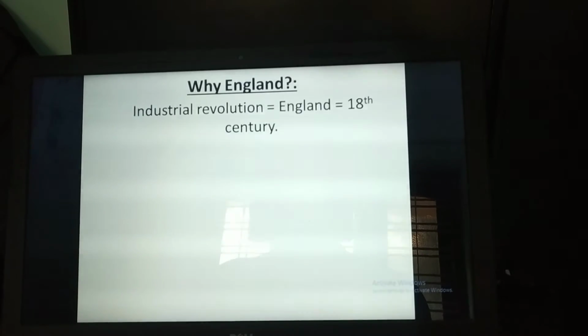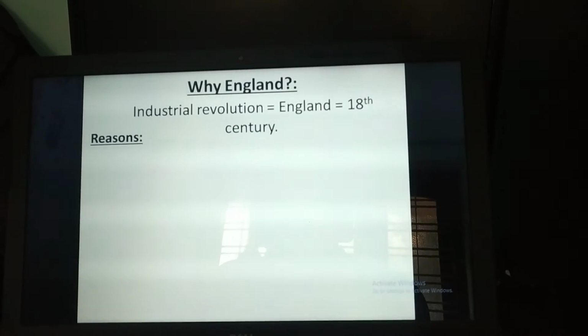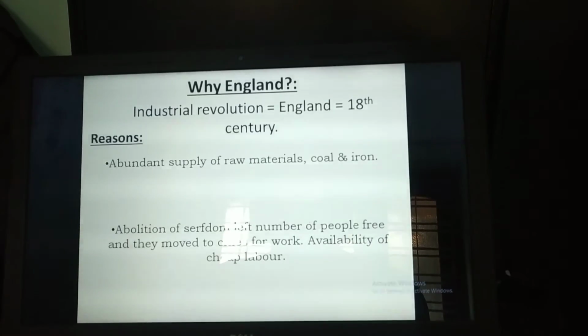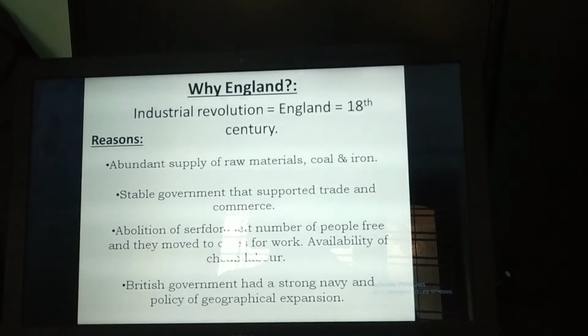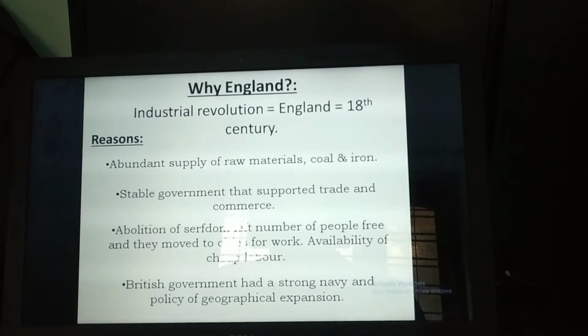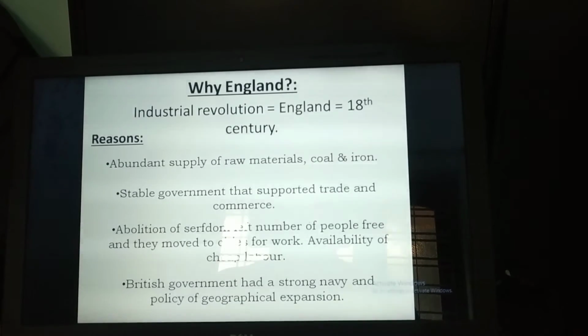Now, why did it happen in England? The industrial revolution happened in England in 18th century, and what are the reasons for it? The first reason is that England had abundant supply of raw materials, especially coal and iron. That is the first reason why industrial revolution happened in England. The second reason is that England had stable government that supported trade and commerce.